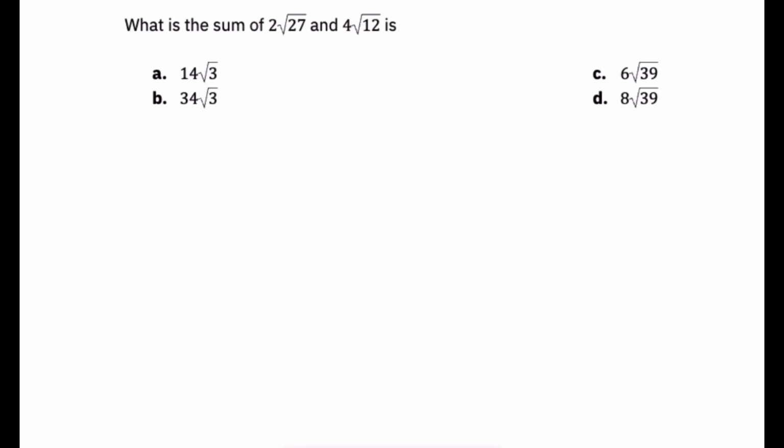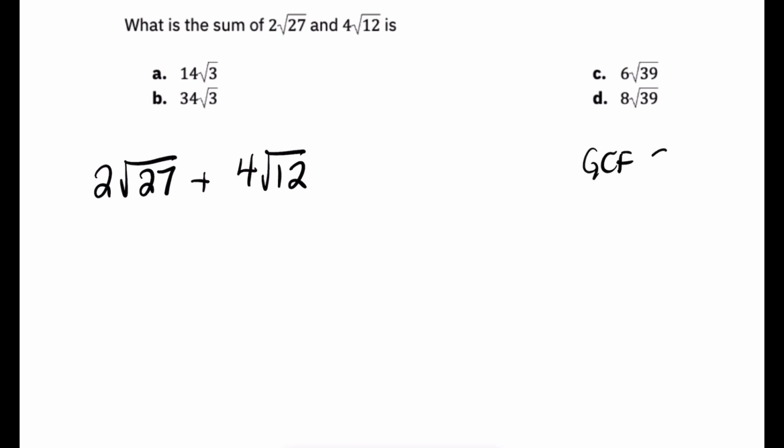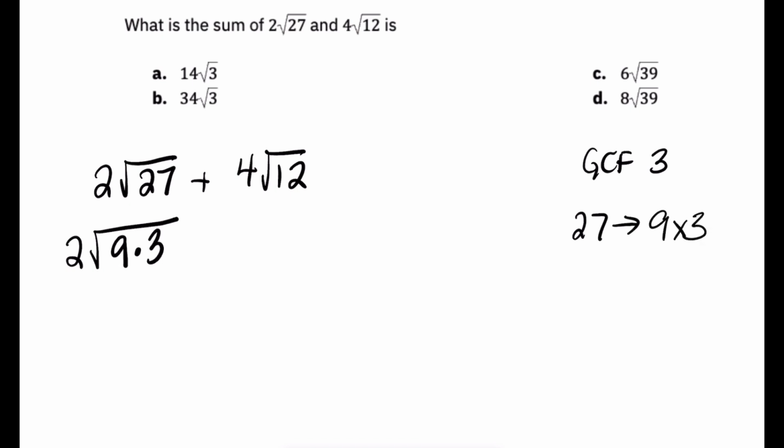All right, here's our second problem. It's also a Regents problem. Notice same radicands, but I've added now a number in front. So what is the sum of 2 square root 27 and 4 square root 12? So same thing, 2 square root 27 plus 4 square root 12. We already know that the greatest common factor is going to be 3 and that they have square numbers. So let's rewrite it. For 27, we knew the factor pair was going to be 9 times 3. And the factor pair for 12 was 4 times 3.